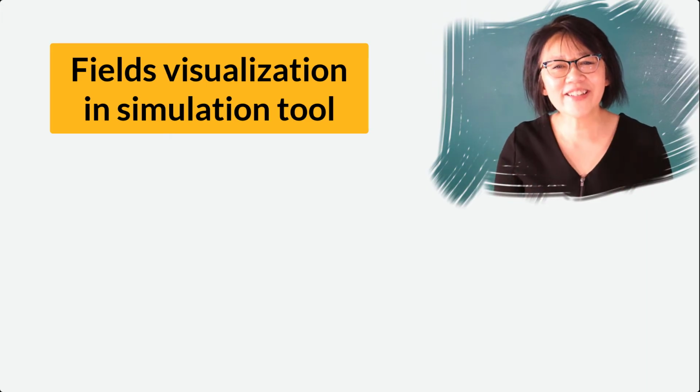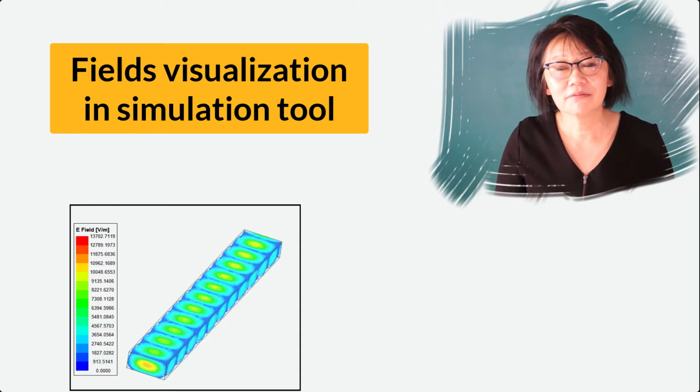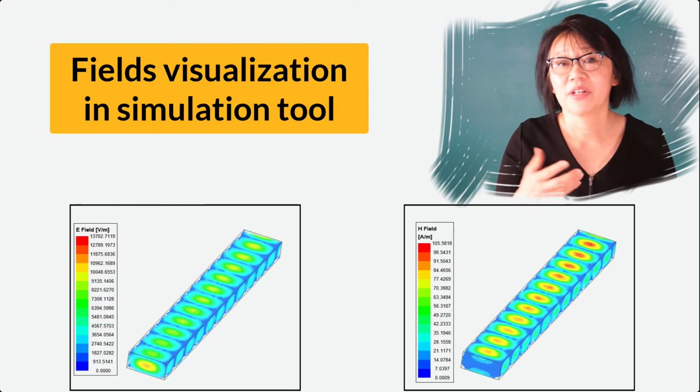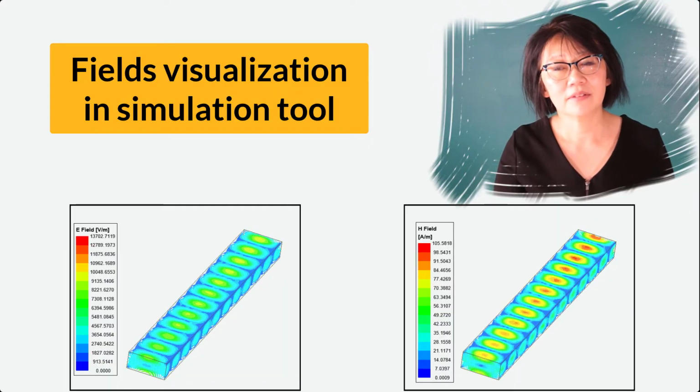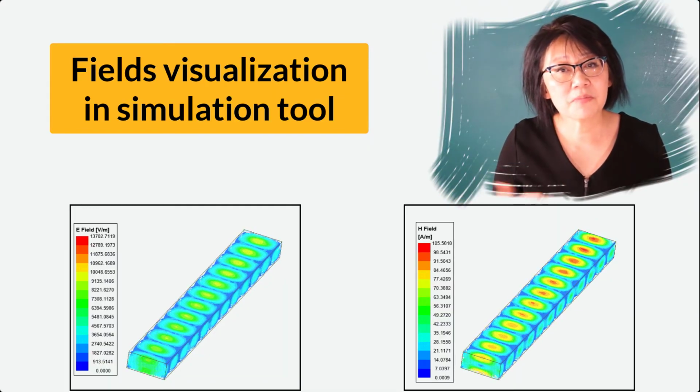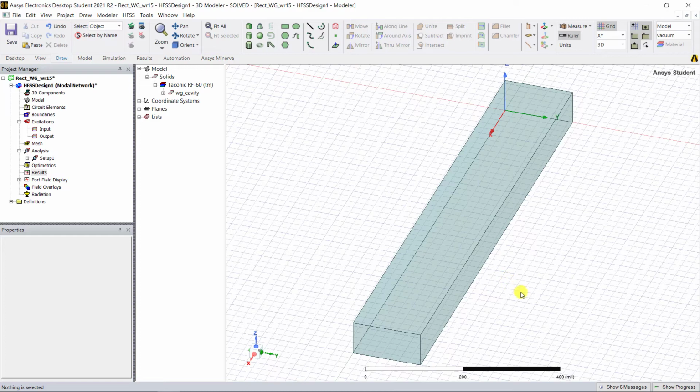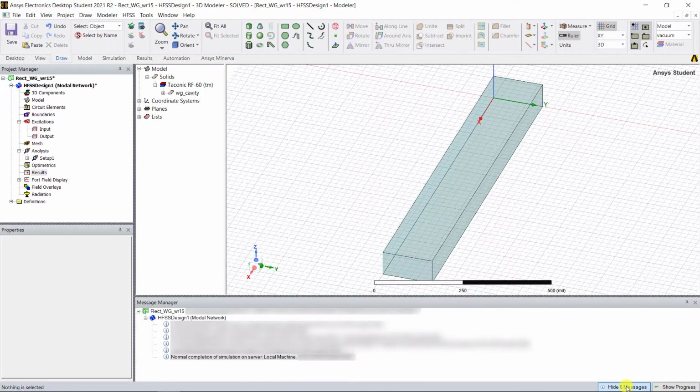To view the fields that we cannot visibly see, the electric field and the magnetic field, that are contained in this example WR15 waveguide, application use 5G millimeter. Now, once the simulation is complete, you'll see in the message window a line that says normal completion of the simulation, and this indicates that the simulation was successful. If there were any errors, you will see that in the message window.